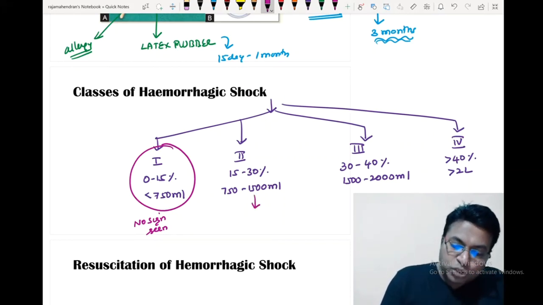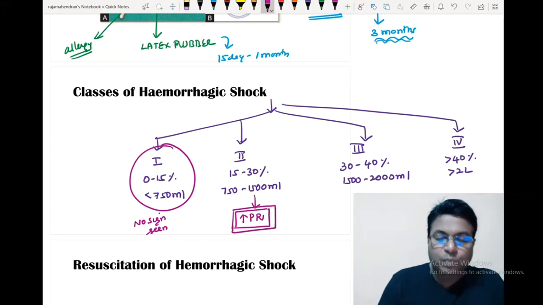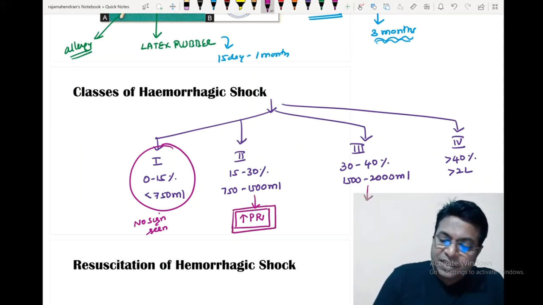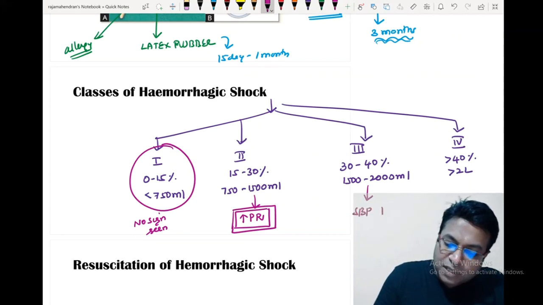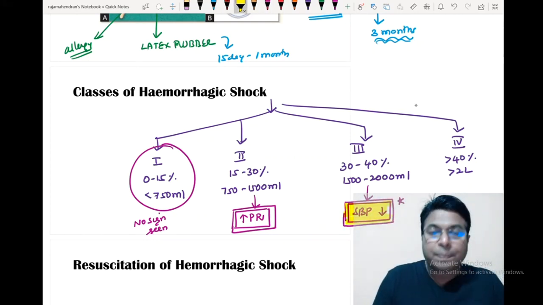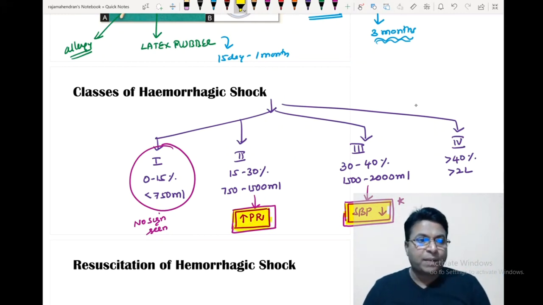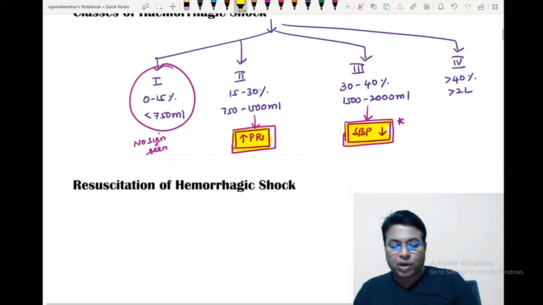Whereas in class 2 shock, you will have an increasing pulse rate. Please remember, the pulse rate increases in class 2. Systolic blood pressure starts falling from class 3. Please remember these two MCQ points. Systolic blood pressure will start decreasing only from class 3 shock. Pulse rate will start increasing only from class 2 shock.